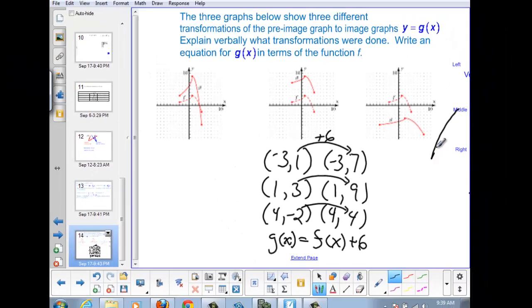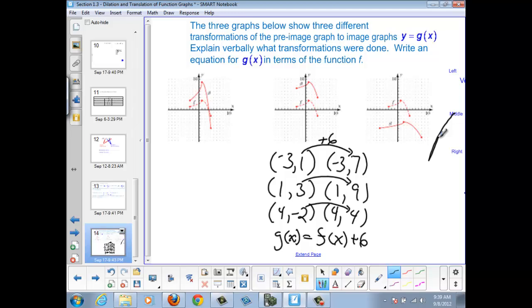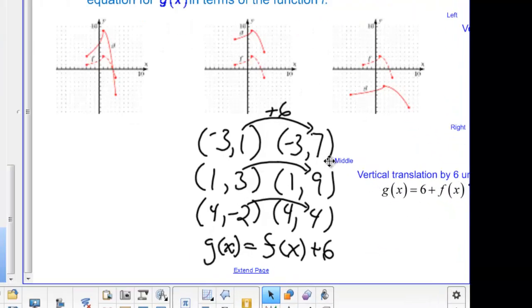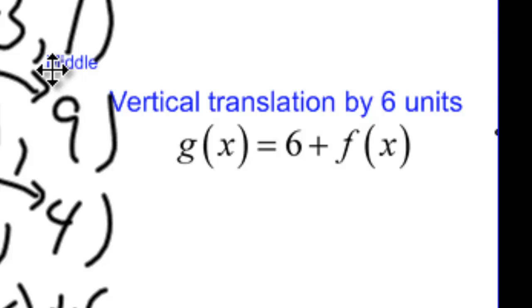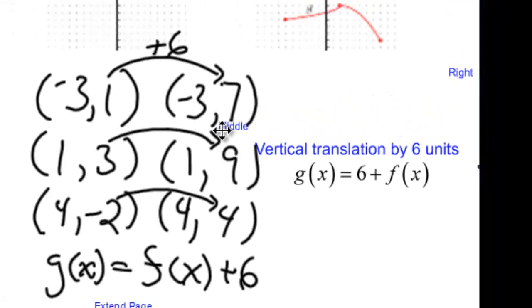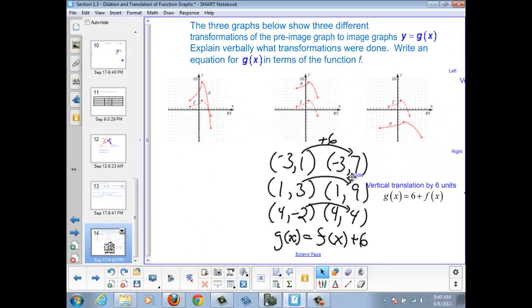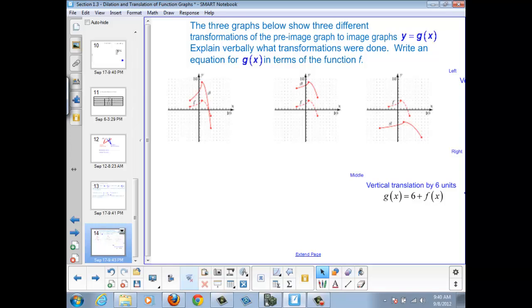Check here. Vertical translation by 6 units. g of x equals 6 plus f of x, or f of x plus 6. Great. Okay. Let's try again.